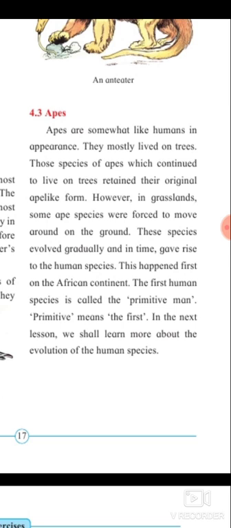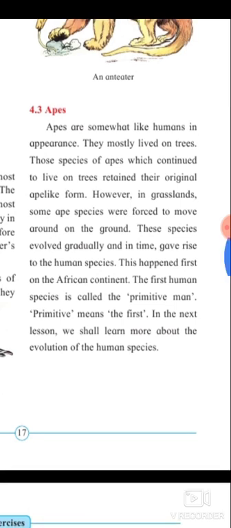Okay, these species evolved gradually and in time gave rise to the human species. We may note that the evolution of a human may come from the monkey. Likewise, we may get some information in our childhood. Likewise, the apes are the ancestors of the human beings. Okay, and then this happened first on the African continent.